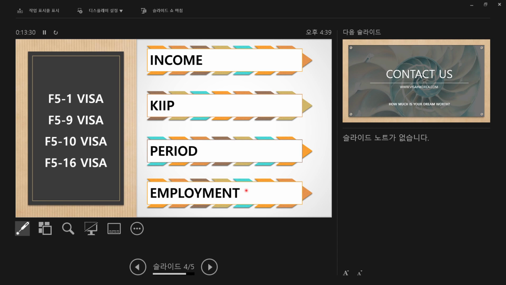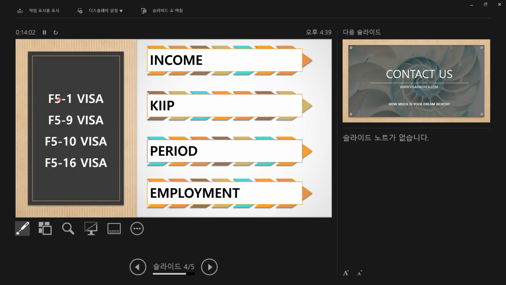The second one is you have to be enrolled, with your name, in the National Employment Insurance, 국민고용보험. If not, the immigration office does not regard you as a regular worker or permanent worker. Okay, we can talk further about each permanent residency visa, right?